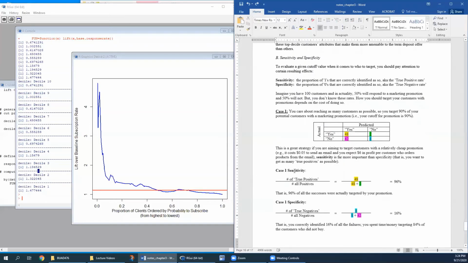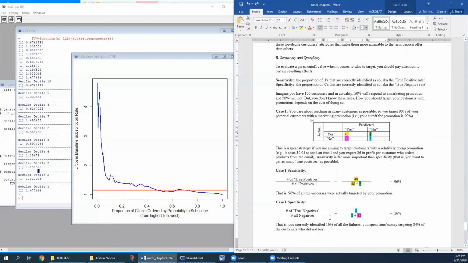So you can calculate the sensitivity. That's the number of true positives, so that yellow box where we predict a yes and it's actually a yes, divided by all positives. So that would be those that we actually predicted would be a yes and those that we predicted incorrectly, we thought would be a no but were actually a yes. So the yellow box divided by the yellow box plus the green box is 96%. This means that 96% of all of the people who actually said yes were actually targeted and reached by our promotion.